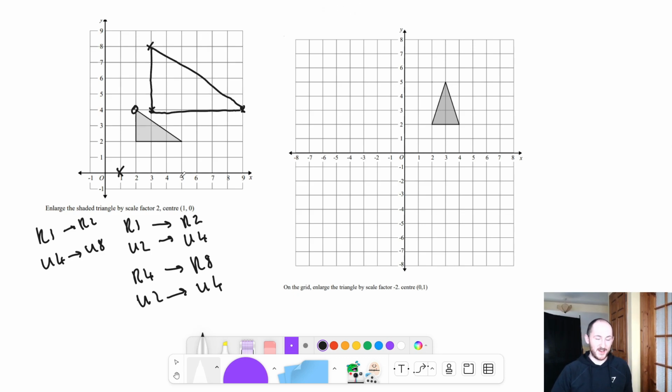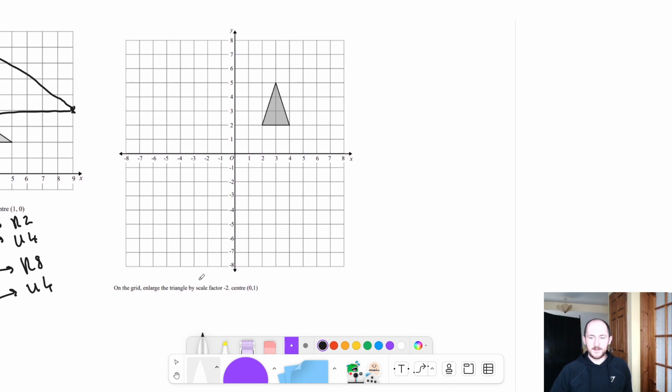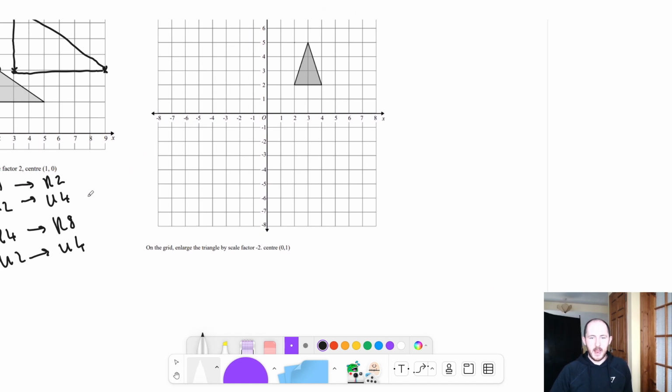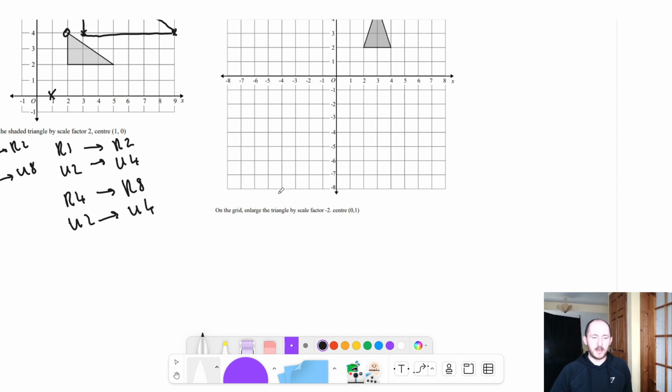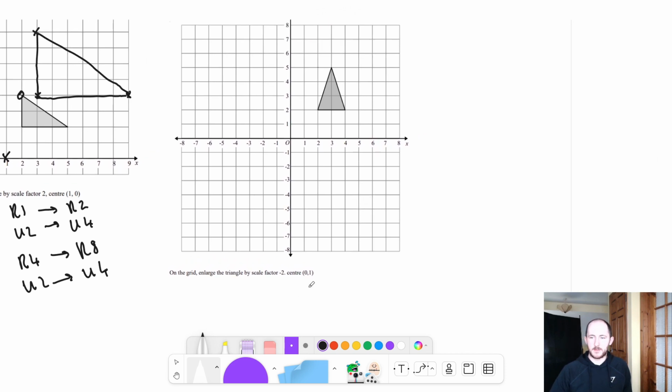Draw the triangle. With a negative scale factor, you're going to do the same. However, it's going to change the direction. Okay? So again, let's put our center at 0, 1, so here. And again, let's do each point. So I go 2 to the right. I go 1 up.